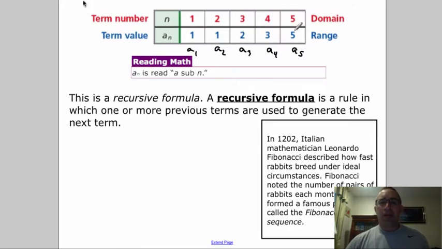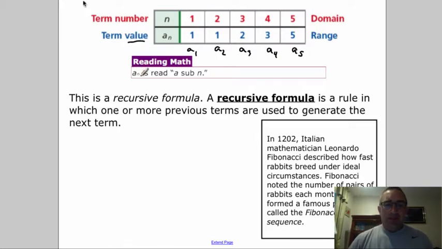The domain are the n values: first term, second term, third term, fourth term, fifth term. The range are the actual term values. So the first term is 1, the second term is 1, the third term is 2, the fourth term is 3, and the fifth term is 5.